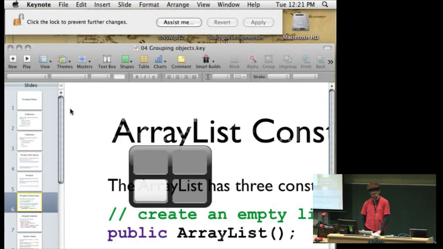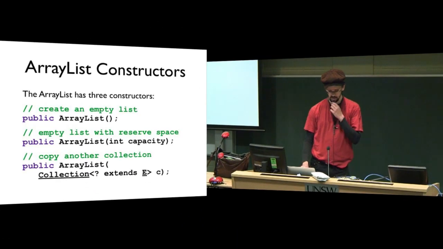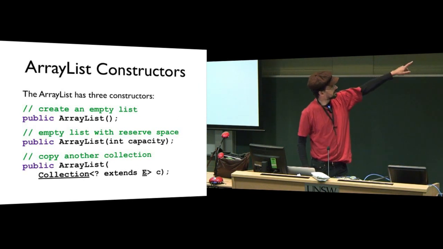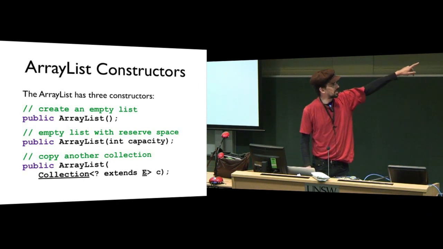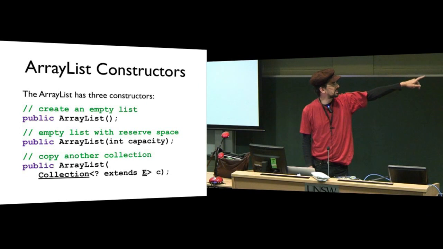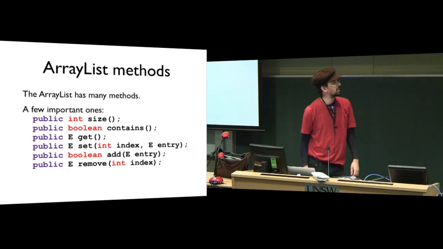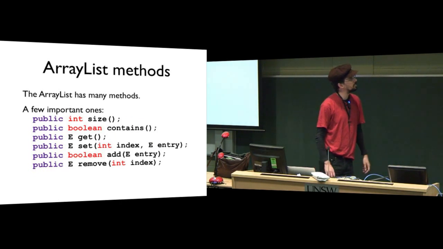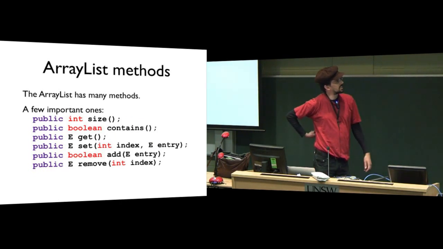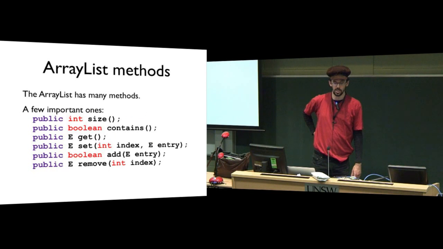So like I said, there are three constructors. Two that create an empty list, but one that reserves a bit more space, and this one for copying. There are a whole bunch of methods. I won't go back to the web page to look at them, but these are the most important ones that we're going to be dealing with.